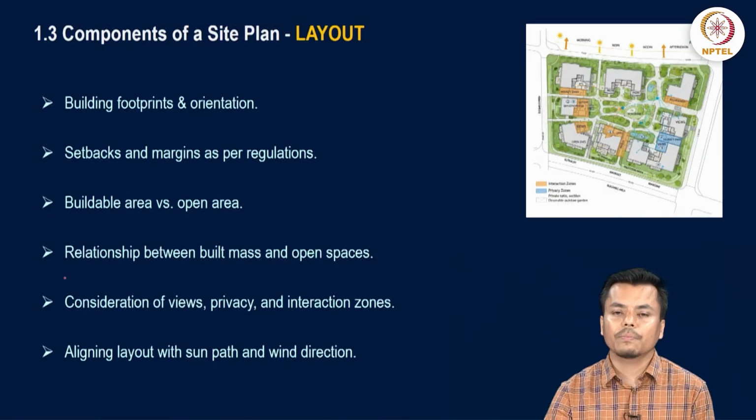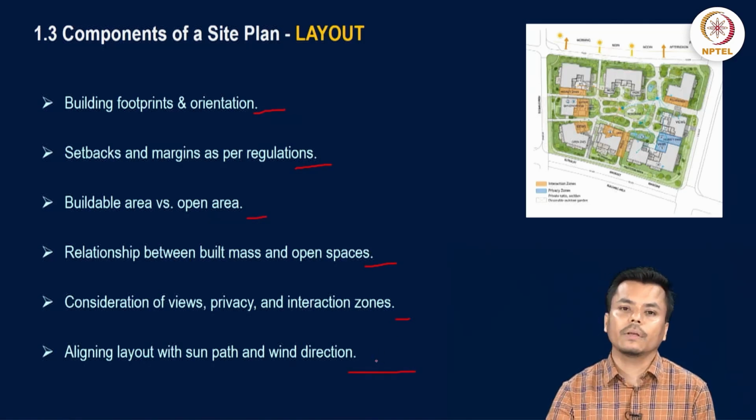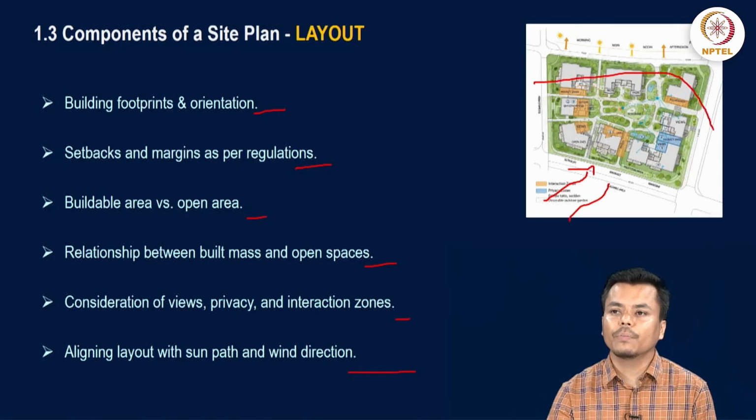As per the layout, building footprint and orientation are understood in detail. Then setbacks and margins are highlighted in the site plan itself, buildable area versus open area. This information is also gathered from the site plan: the relationship between built mass and open spaces, consideration of views, privacy and the interaction zone. Aligning the layout with sun path and wind direction can also be understood through the site plan. Probably in the site plan you can show the prevailing wind direction and how the sun path moves within the site. All this information can be shown in the site plan.